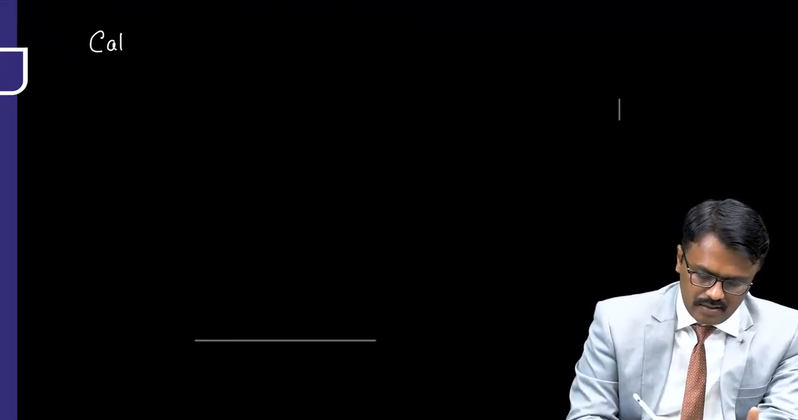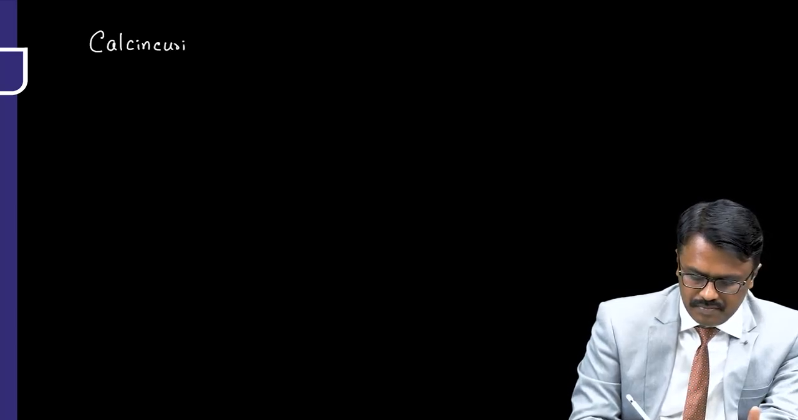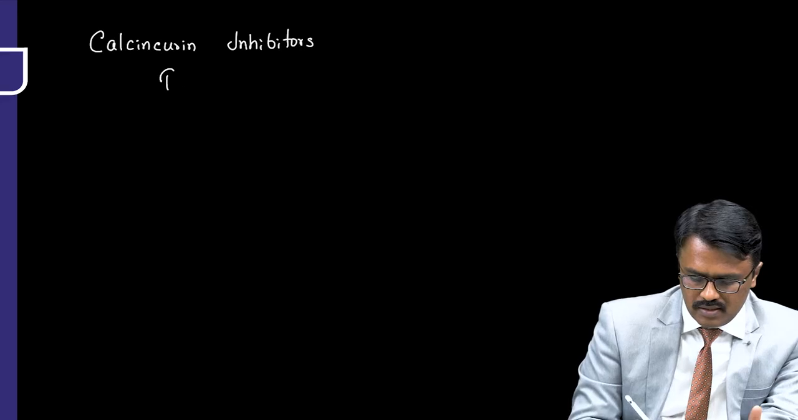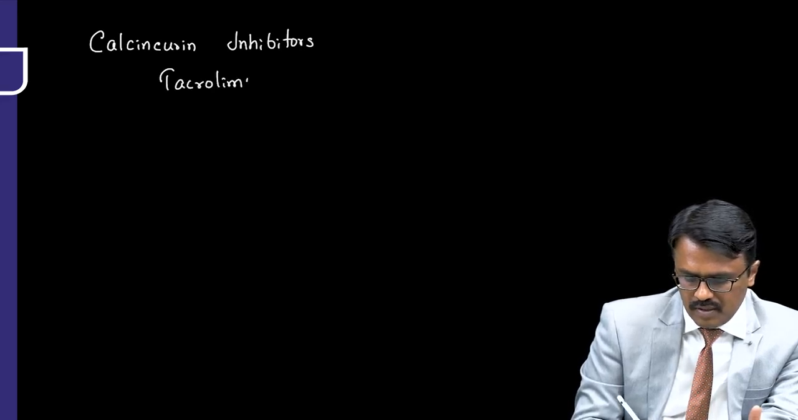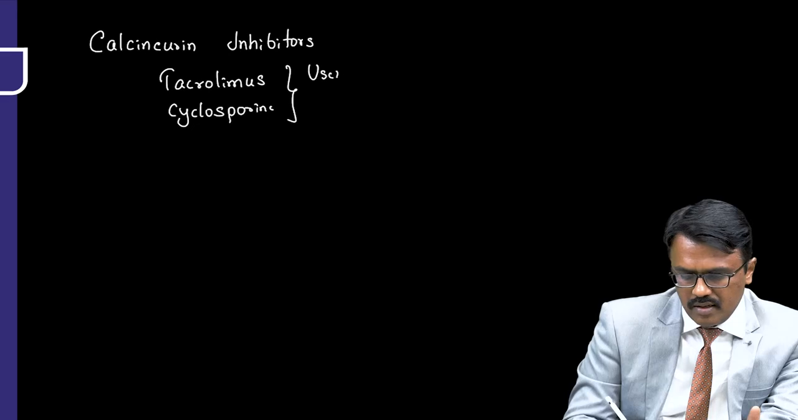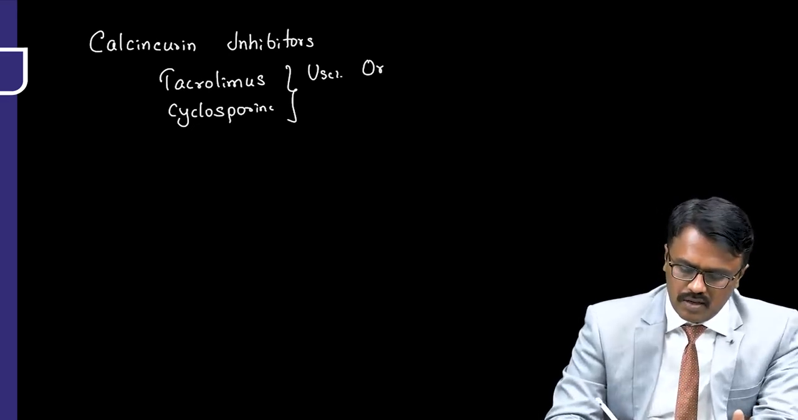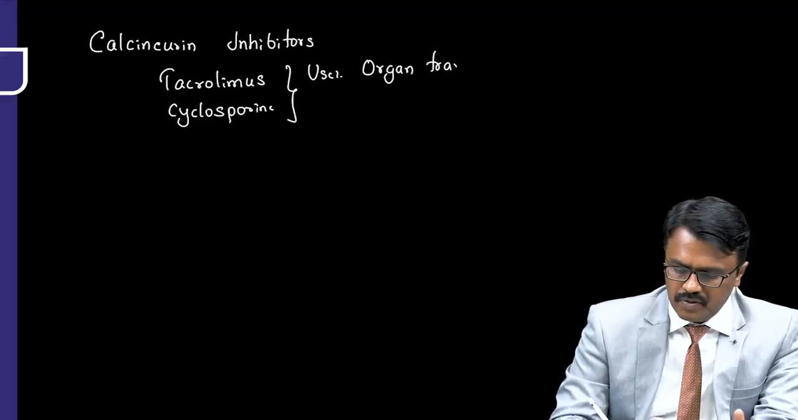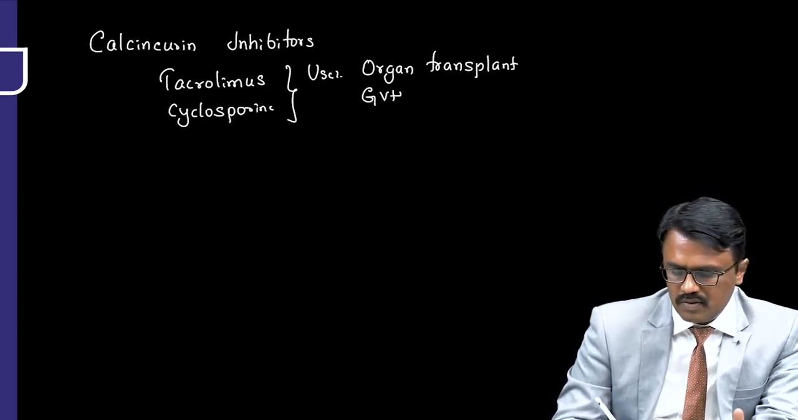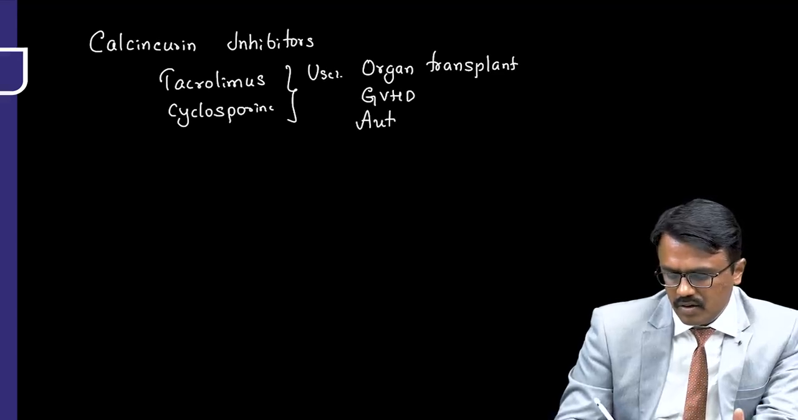So let me write here the calcineurin inhibitors. One is the tacrolimus and one more is the cyclosporin. Now where do you use them? The usage is the same. We use it in organ transplant, graft versus host disease, and in the management of autoimmune disease.